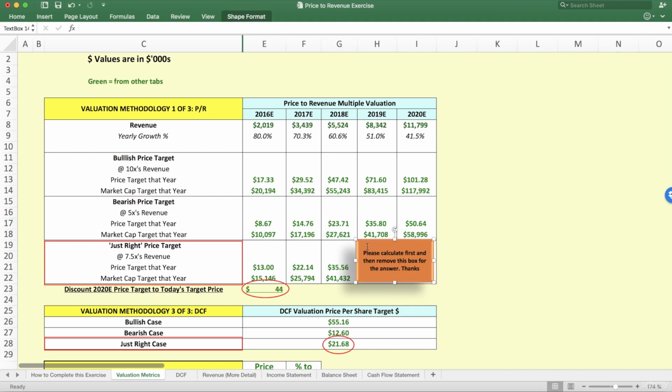And then lastly, this box here, the just right one, right? So in the middle is just right, 7.5 times revenue instead of 5 or 10, okay? And then just by the same token, you're just going to take that times 7.5 and then just divide it by the number of shares. I think you get it. And then in terms of the target price I had here, I just discounted, right? That number of years until today.